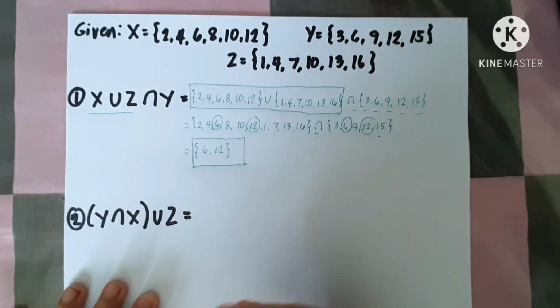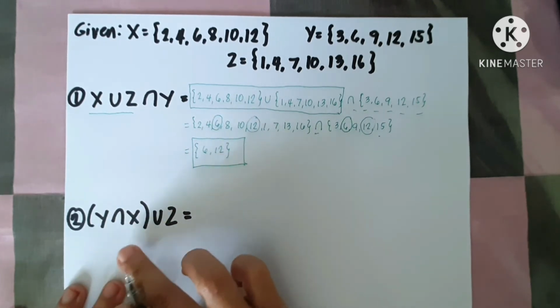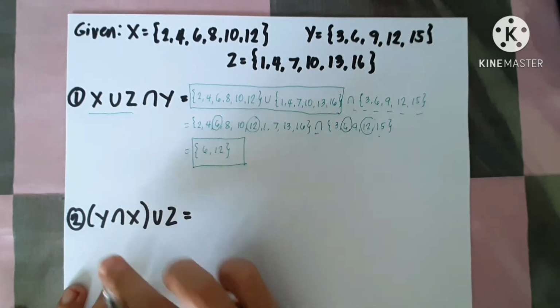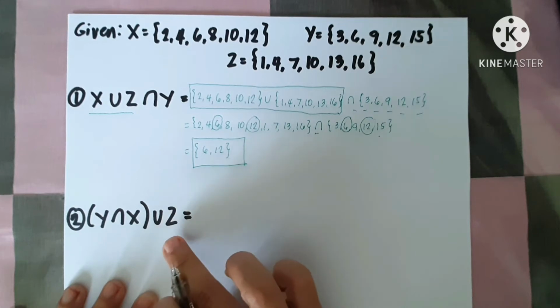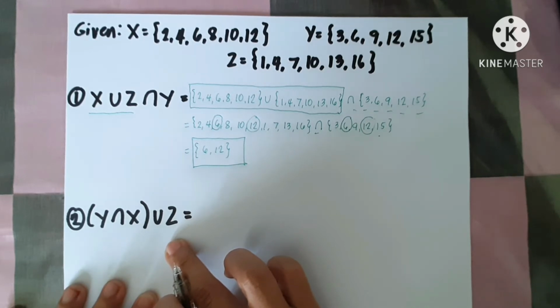Now, if you can remember in your elementary math, what we call group operations, these group operations you have to answer first. So it is the same here when we solve a set. Since it is in parentheses, we will solve it first before we union it with Z. Take note of that because that's very important, learners. If you don't follow that rule, most likely a different answer will come out.